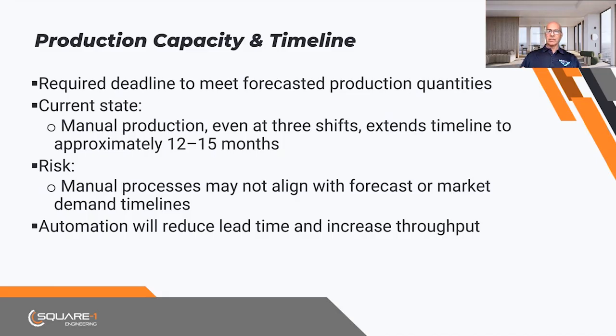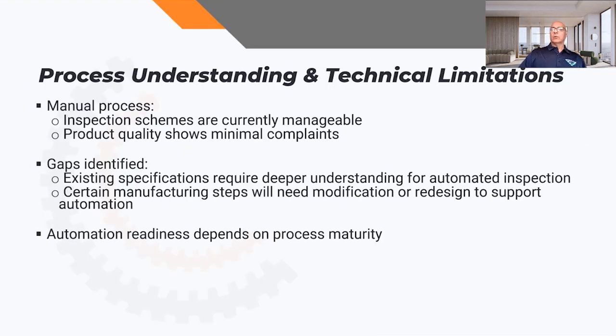So the manual process may align with forecast or market demand timelines. Automation will reduce the lead time and increase your throughput. So those are the items that need to be matched up with the forecast that's coming from your salespeople. So the next question is, do we really understand the process and technical limitations?